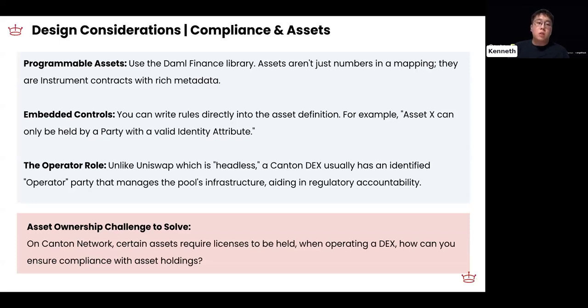Another thing to take note of is the operator role, where there is generally a party that manages your pool infrastructure. That operator will generally be the owner of the DEX, and you need to run a validator node to run your DEX application on. Finally, the challenge you might need to solve is the asset ownership challenge. If you're building a DEX and looking to expand the number of available trading pairs, you need to consider how you would approve specific users to swap assets that require licenses, whether you can blanket whitelist or blacklist, and how you would toggle these authorization approvals.